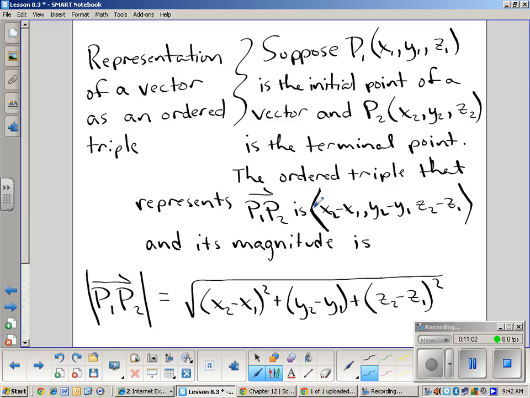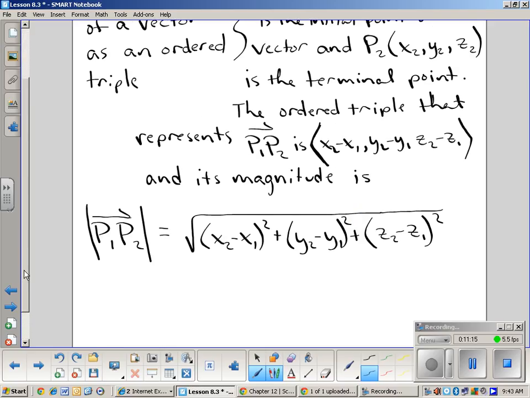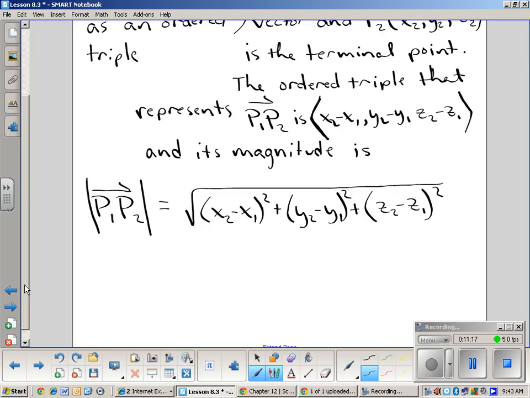Is y supposed to be squared in the P1, P2 equation? Oh, yes, thank you. And its magnitude, the absolute value of vector P1P2, is equal to the square root of the squares of their differences added together. I should say the sum of the squares of their differences. Okay?